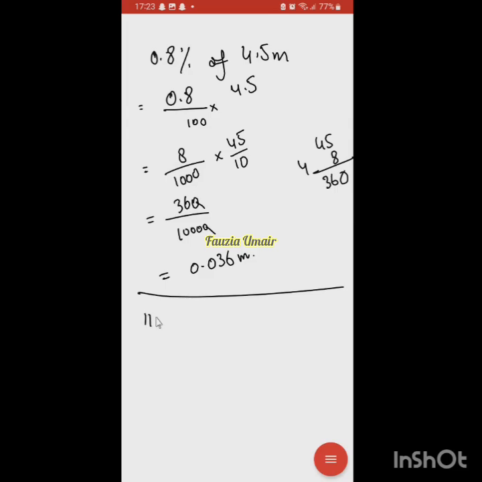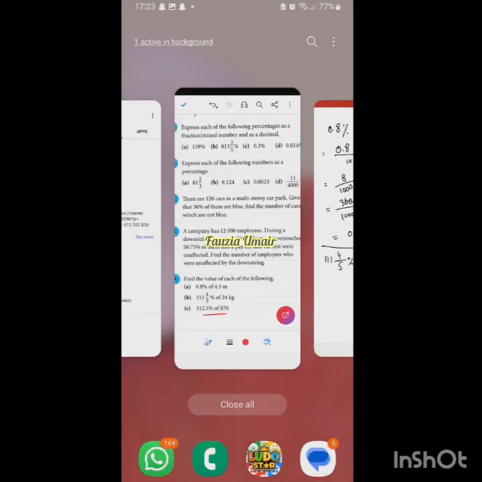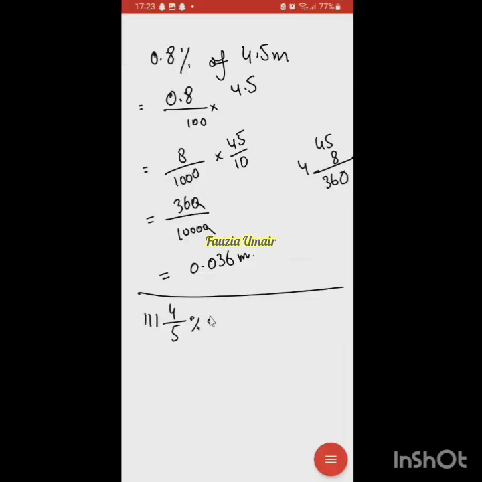111 whole 4 by 5% of 24 kg. So we need to find out what is 111 whole 4 by 5% of 24 kg.